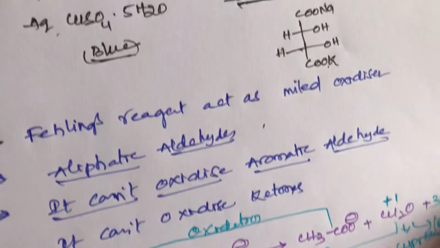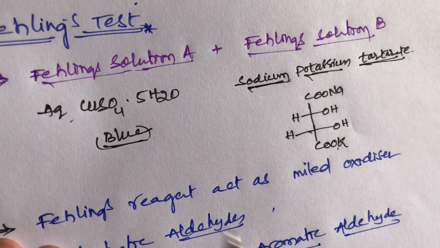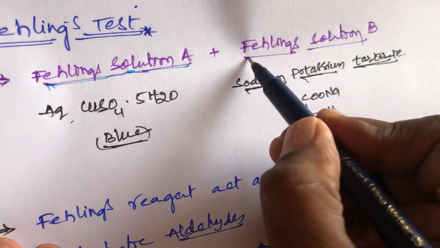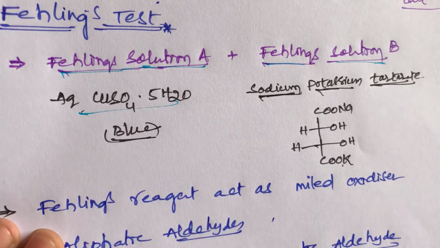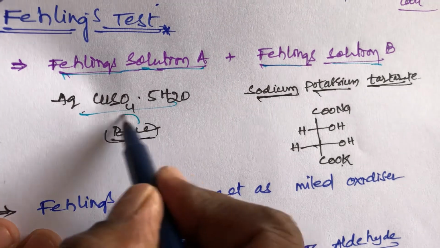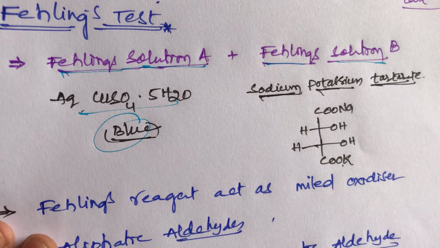So this is the Fehling's solution, students. Fehling's reagent is the mixture of Fehling's solution A plus Fehling's solution B. Fehling's solution A is aqueous copper sulfate, CuSO4·5H2O, which is blue in color, and Fehling's solution B is sodium potassium tartrate.